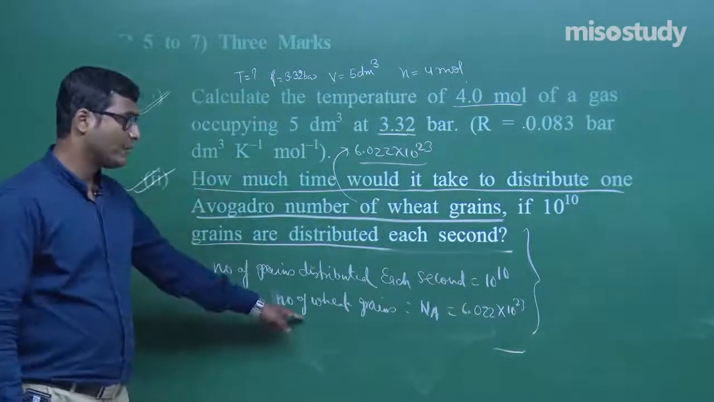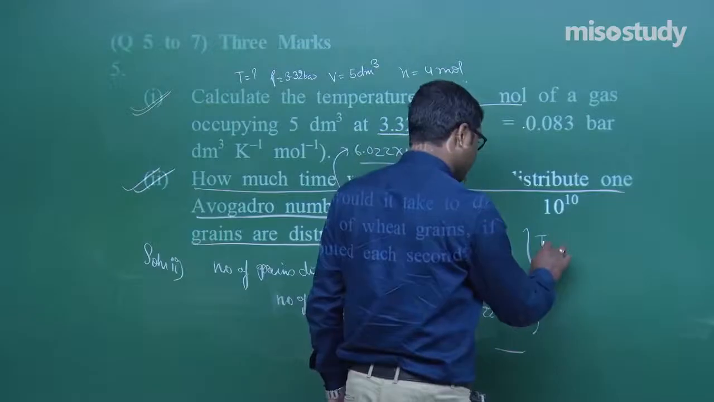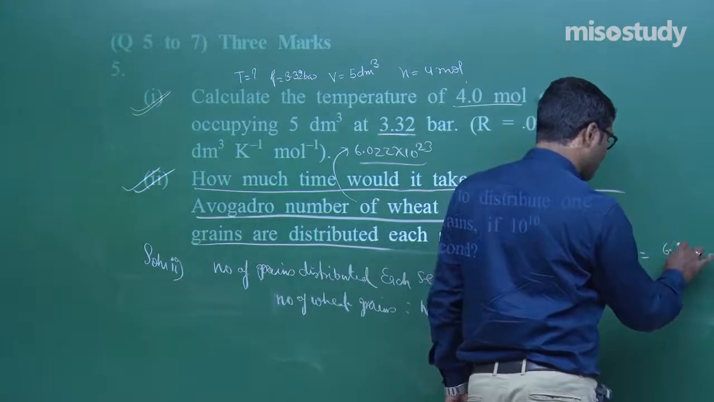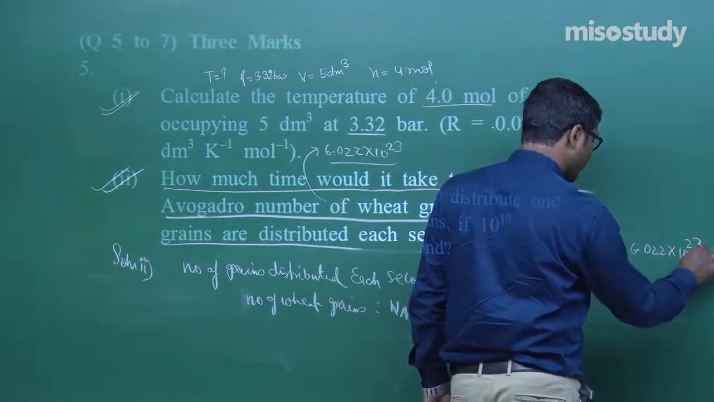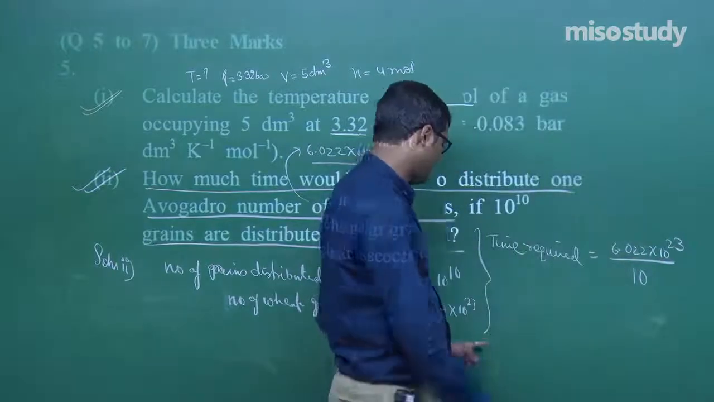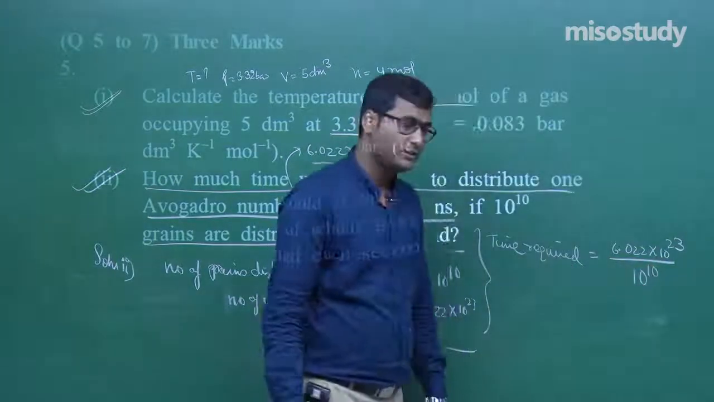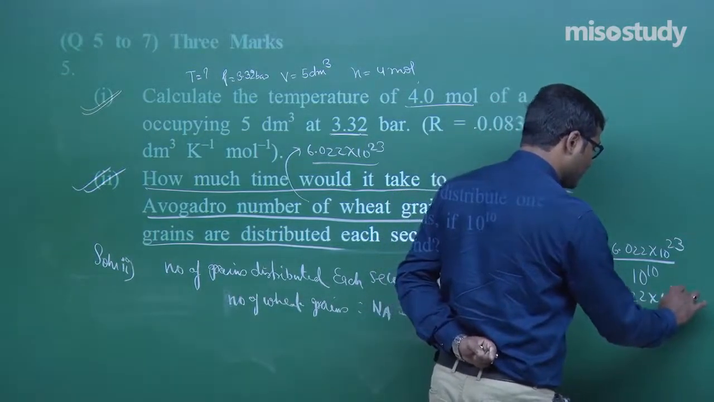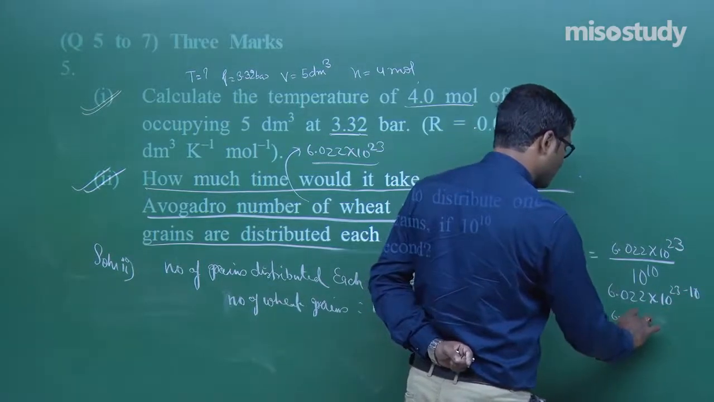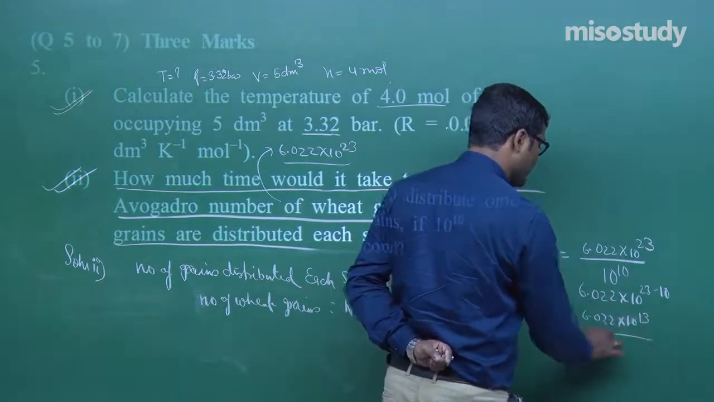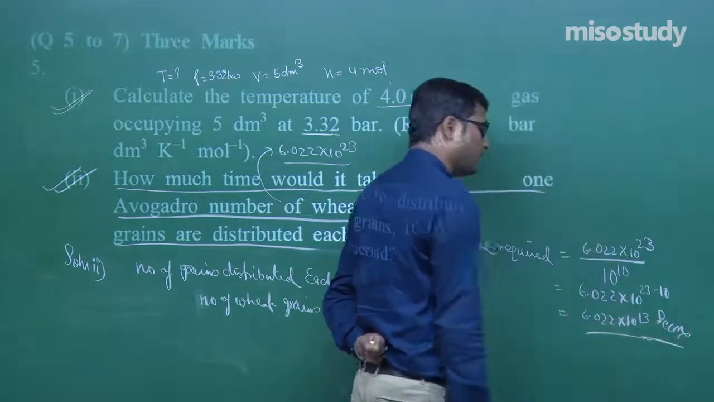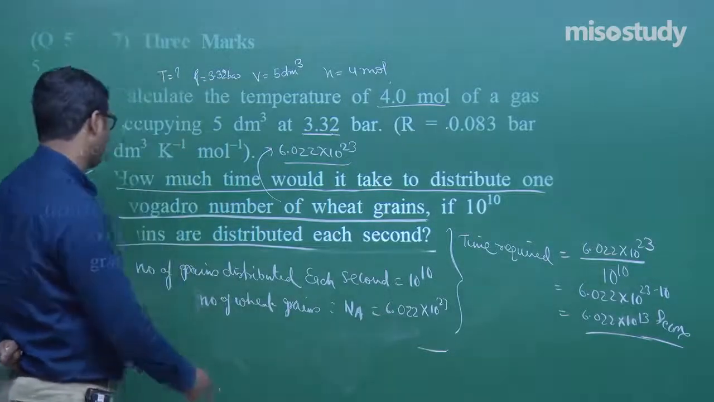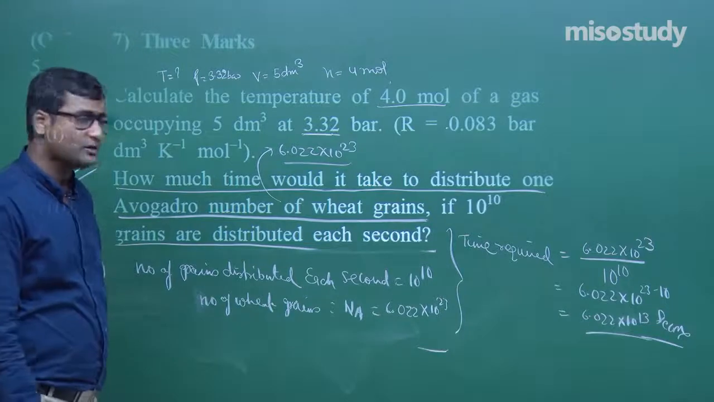Clear? So the time required to distribute this will be 6.022 into 10 to the power 23 divided by 10 to the power 10. Am I right? Yes, sir. Now we can write 6.022 into 10 to the power 23 minus 10, that is 6.022 into 10 to the power 13 seconds. If you want to convert it into years, days or anything, you can easily convert. These are the two questions complete.